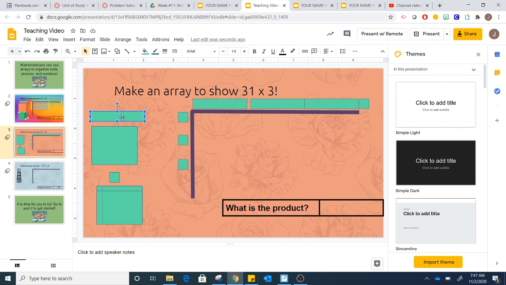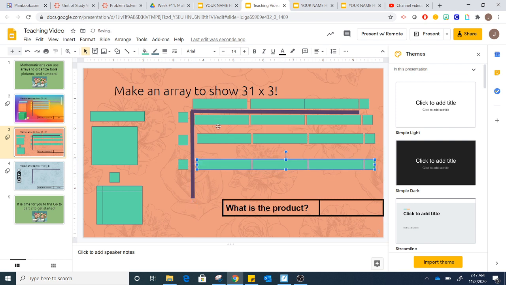So 1 times 10 is 10. 1 times 10 again is 10, and again is 10. And 1 times 1 is 1. And again, we're going to have 3 rows because we're multiplying by 3. There's another row and another row. So you should have entered 10, 20, 30, 40, 50, 60, 70, 80, 90, 91, 92, 93. 93 is the answer. Here's the last one.